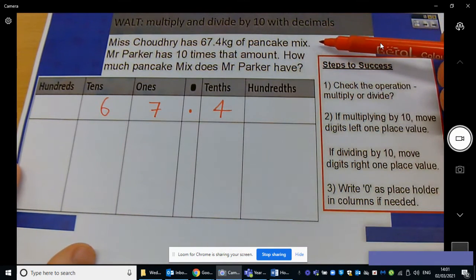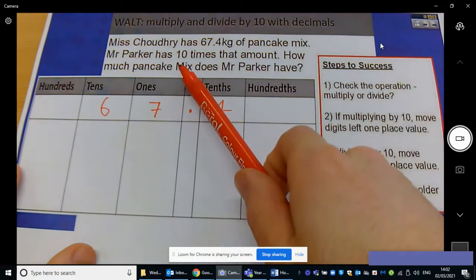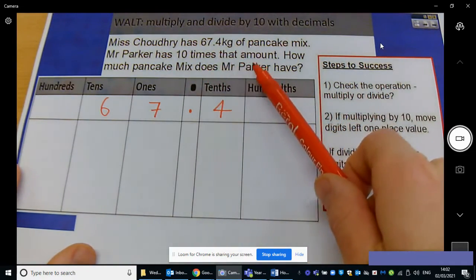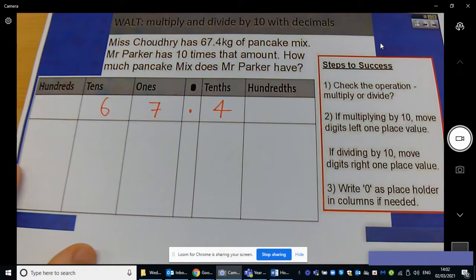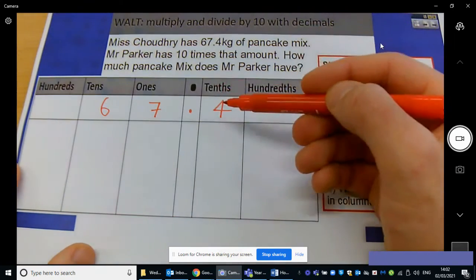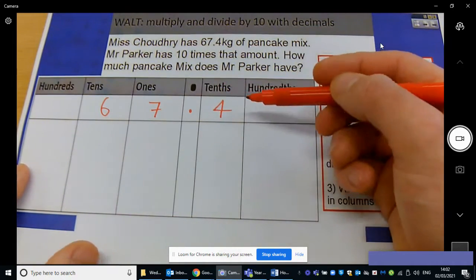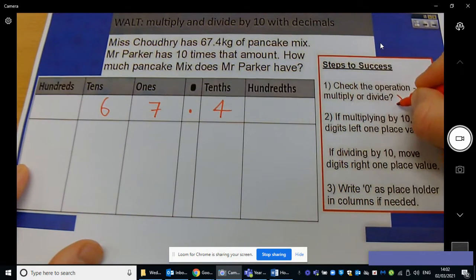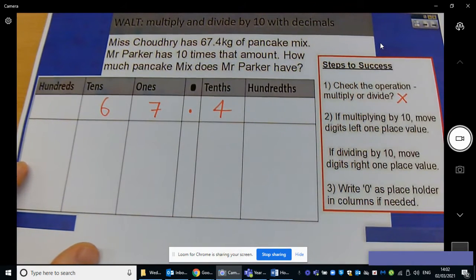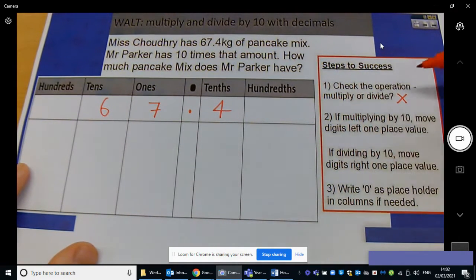So Miss Chowdhury has this much pancake mix. Mr. Parker has 10 times that amount. How much do I have? Well, if I've got 10 times as much as Miss Chowdhury, we need to work out what her amount is multiplied by 10. So the operation that we need there is going to be multiply. And then from here, it's very much the same as what we were doing before.